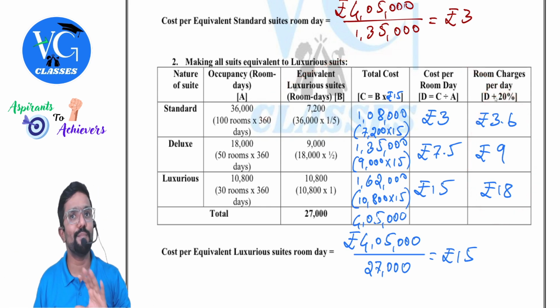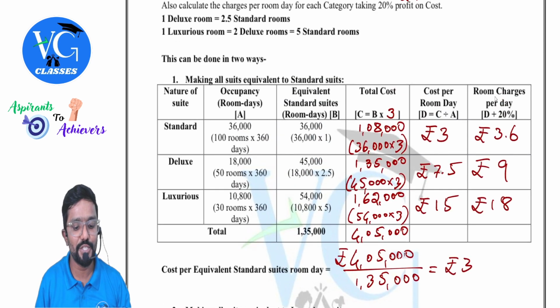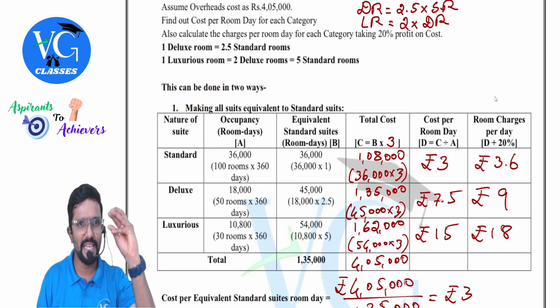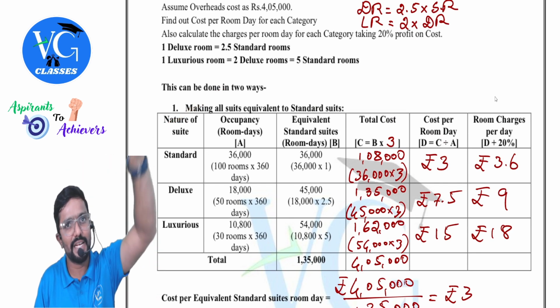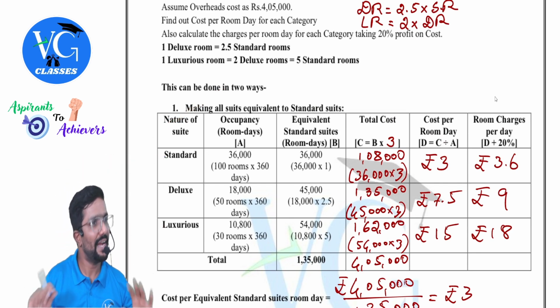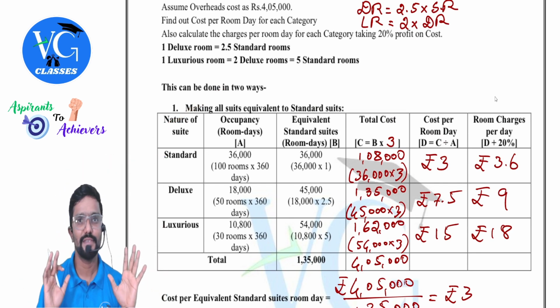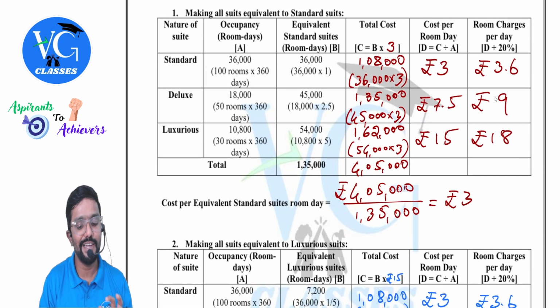Clear? In the exam, please don't do both ways. I would suggest you go with this way. Take the least as the base and convert all others. Clear? But either way you do, you get the same answers. Sir, what if I take deluxe, sir? Please don't do that.